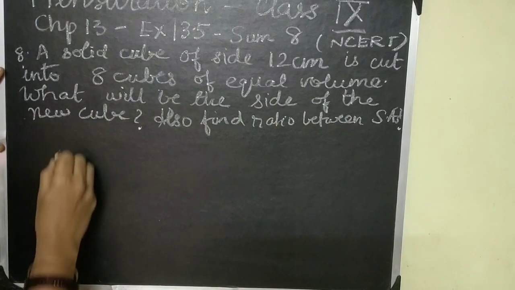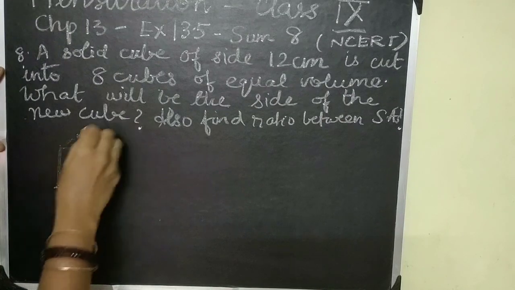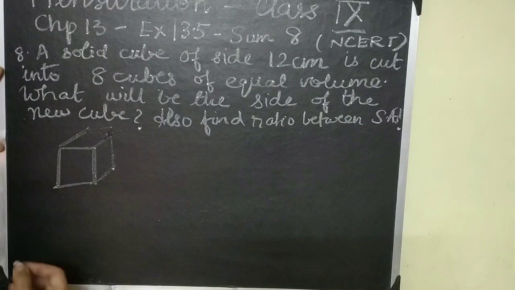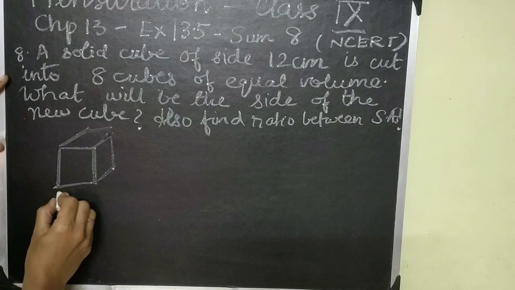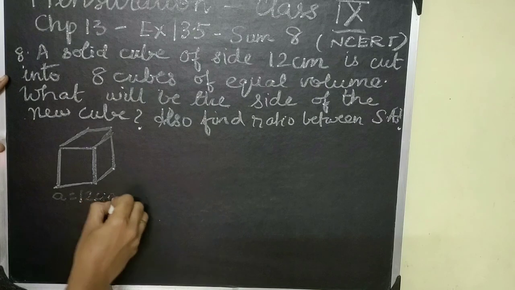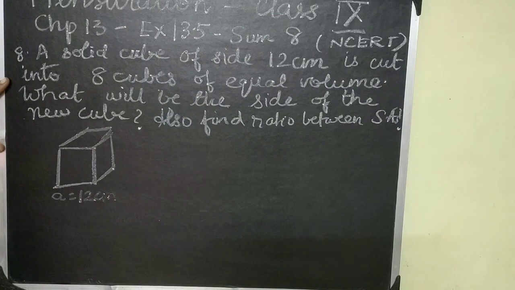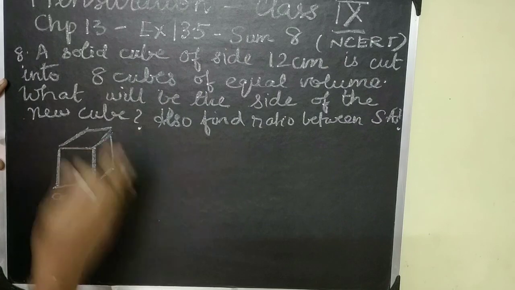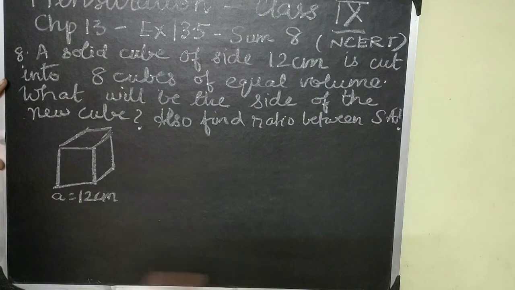So first they are talking about a solid cube of side 12 centimeter. So let the side A be 12 centimeter, is cut into 8 cubes of equal volume. It's now cut. Cut means what? You're taking the whole solid and you're going to cut it, the inside and the outside.